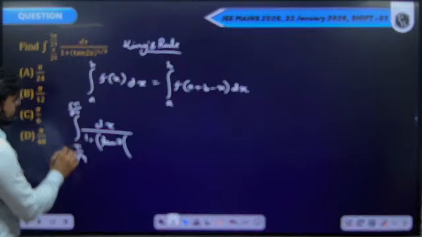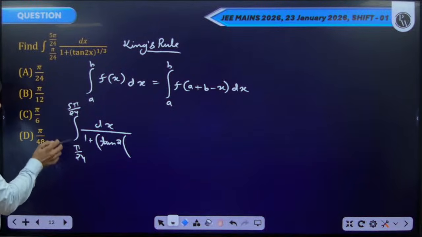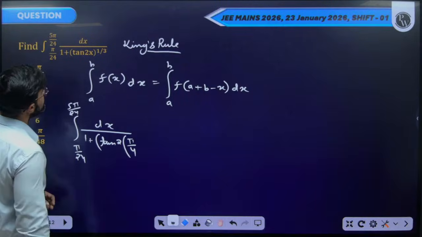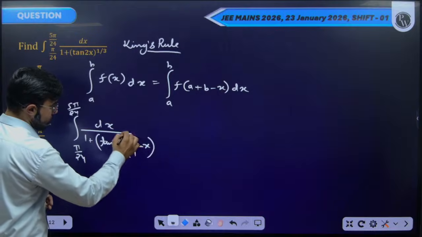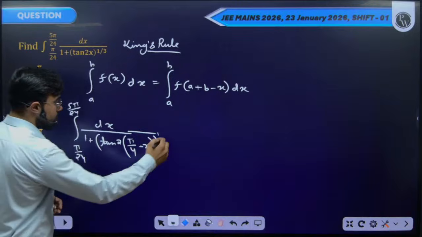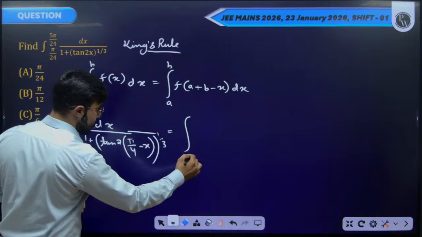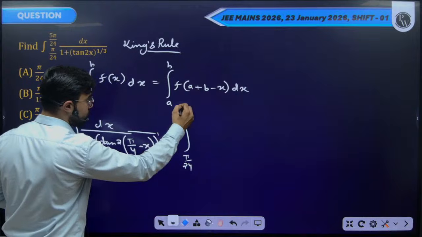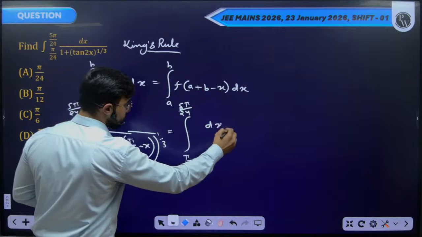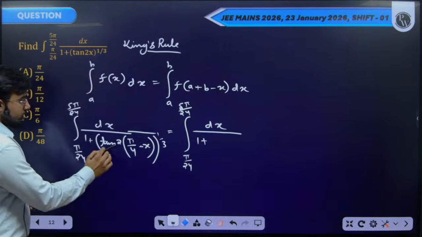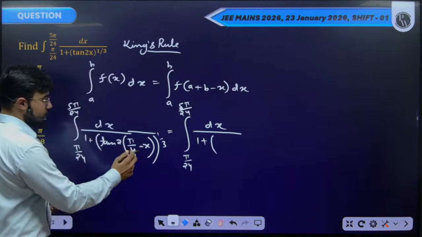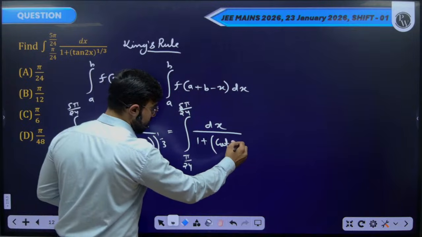So this is the integral from pi by 24 to 5 pi by 24 of dx upon 1 plus tan of a plus b minus x. 5 pi by 24 plus pi by 24 is 6 pi by 24, which is nothing but pi by 4, minus x, whole power 1 by 3, into dx. So this is nothing but the integral from pi by 24 to 5 pi by 24 of dx upon 1 plus tan of pi by 2 minus 2x. Now what is tan of pi by 2 minus 2x? Cot 2x power 1 by 3.